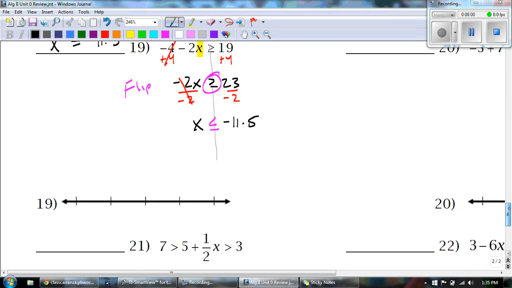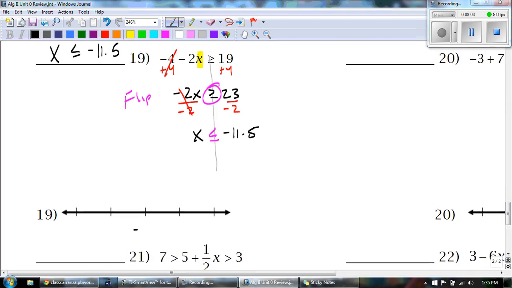So on my graph now, okay, remember, I can't just say this is negative 11.5, this is negative 12.5, no. Okay? So there's negative 11, negative 10, negative 9, negative 12, negative 13. Okay? At negative 11.5, which is right here, I am closed, and then I need to shade everything to the left. Okay? The only thing I would say is that it is at negative 11.5.